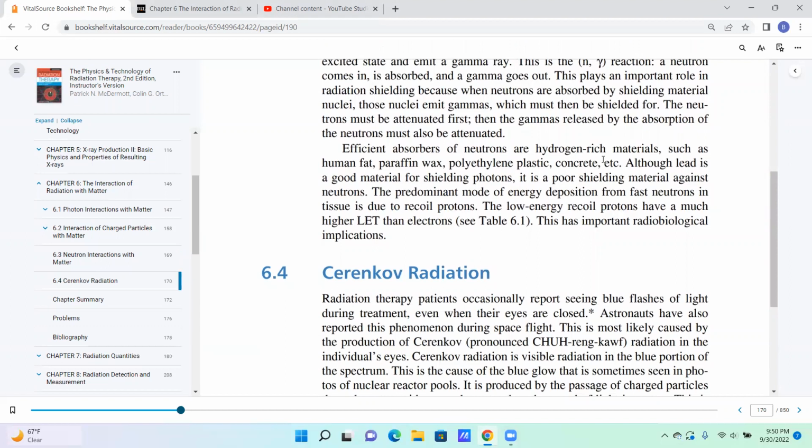Efficient absorbers of neutrons are hydrogen-rich materials such as human fat, paraffin, wax, polyethylene, and concrete. Although lead is a good material for shielding photons, it's very poor against neutrons. The predominant mode of energy deposition from fast neutrons is due to the recoil protons. The low energy recoil protons have a much higher linear energy transfer than the electrons.